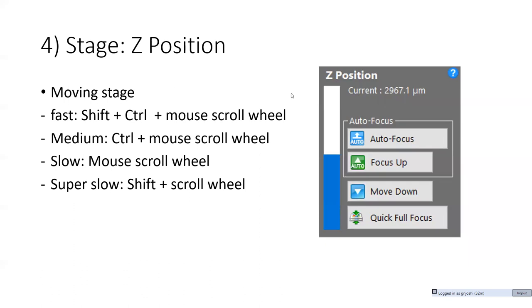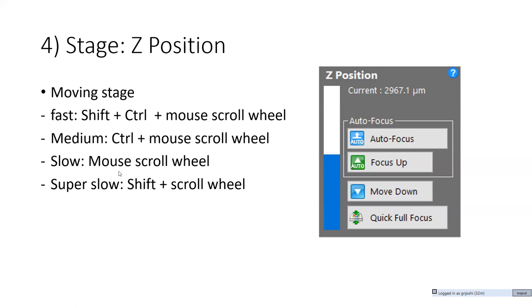So a traditional microscope, you have got the focus knob. On Keyence, you don't have focus knobs. So the way you move in Z direction is by using a bunch of commands over here. If you want to move fast, you use shift control and the scroll wheel on the mouse. If you want to go at a medium speed in Z direction, you use control and mouse scroll wheel. If you want to go super fine, you can use shift and a scroll wheel. And if you want to go at a normal speed, you can use the mouse scroll wheel.